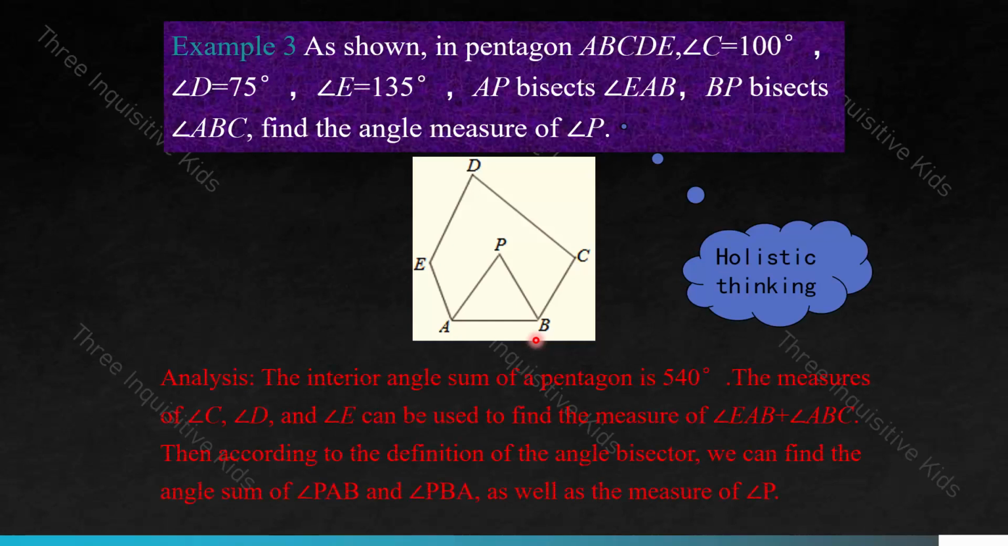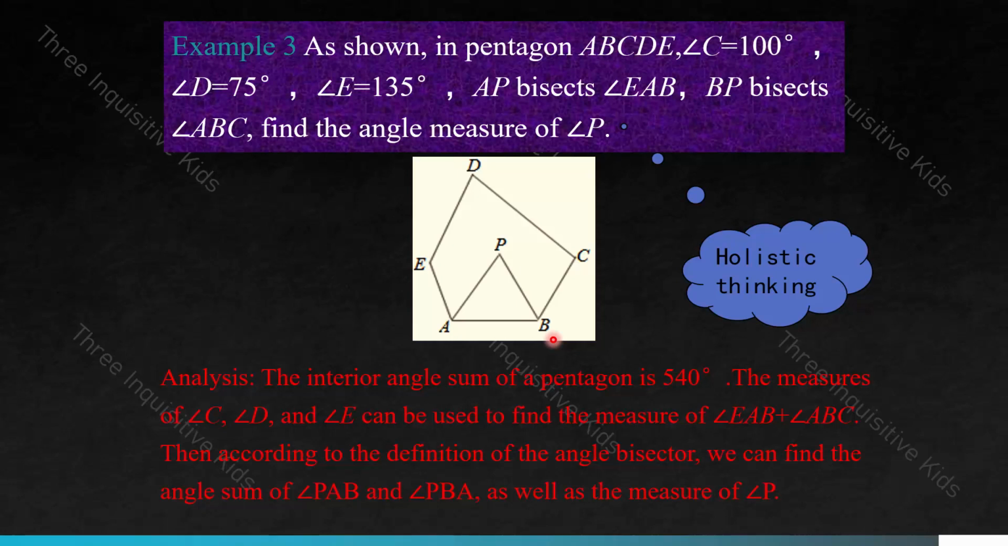Okay. So here we have to apply holistic thinking, which is thinking of a group of objects as a whole. The interior angle sum of a pentagon is 540 degrees. That's something we already figured out from the table. And if you haven't figured that out yet, or if you haven't memorized it, which you actually don't need to, all you have to do is quickly use that formula and find the interior angle sum of a pentagon.